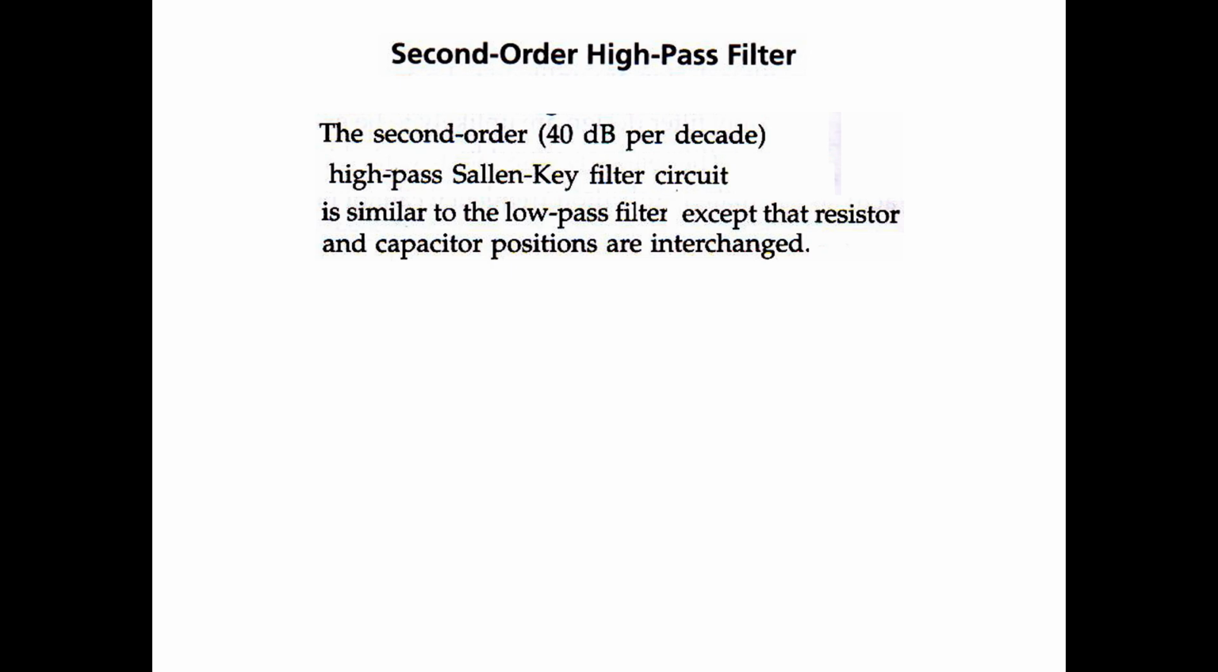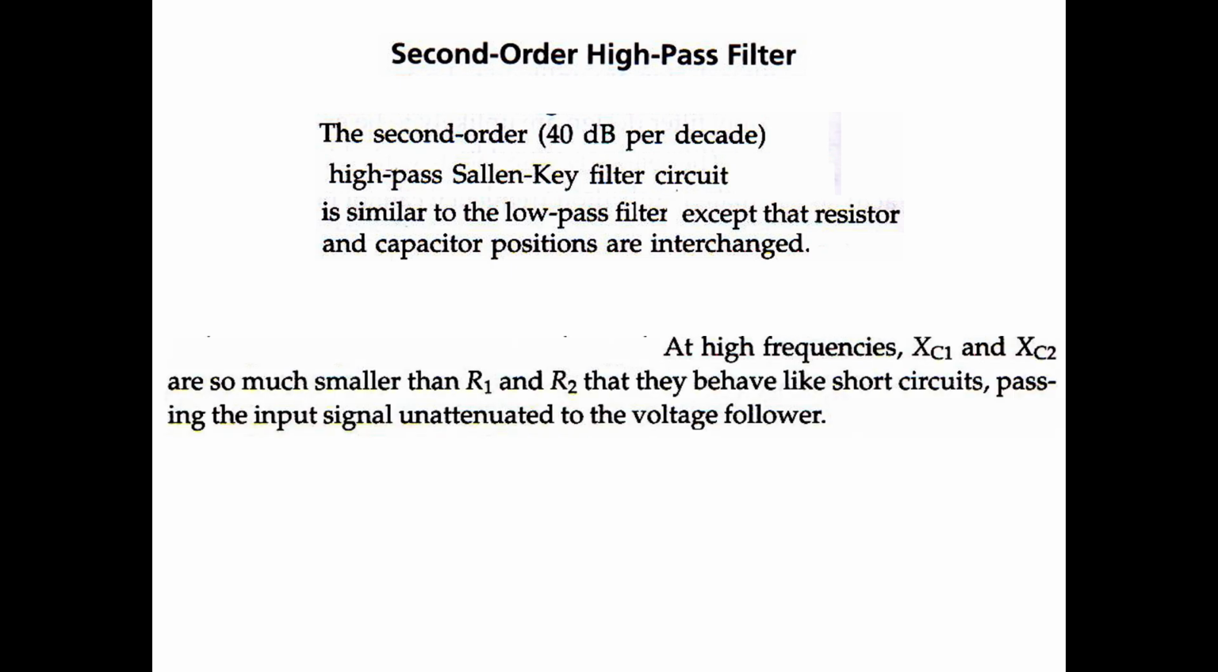Next, second order high pass filter. The second order 40 decibels per decade high pass Sallen-Key filter circuit is similar to the low pass filter, except that the resistor and capacitor positions are interchanged.